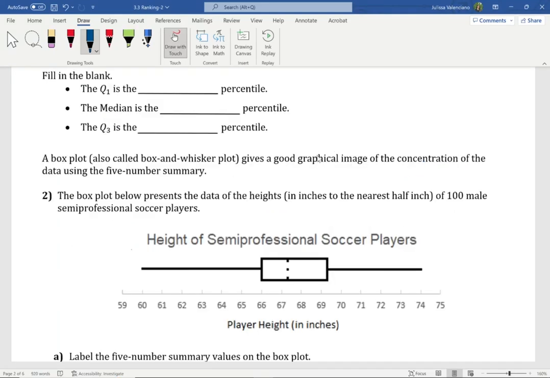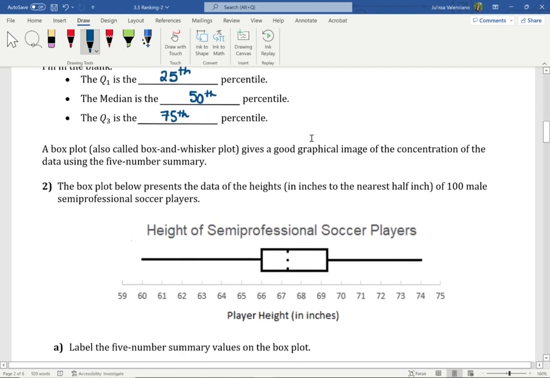Now, one thing that I do want to emphasize is that the first quartile, the median, and the third quartile are just special percentiles. We know that below Q1, we have 25% of the data values. That means that Q1 is the 25th percentile. We know that below the median, we have 50% of the data values. That means that the median is the 50th percentile. Below Q3, we have 75% of the data values. That means that Q3 is the 75th percentile. So again, Q1, the median, and Q3 are just special percentiles.